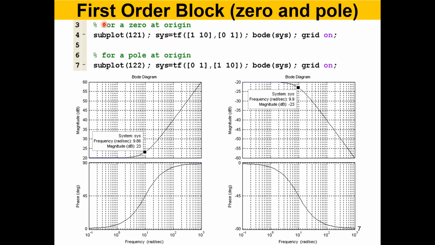The heading is not correct. For a zero at origin, for a pole at origin, these are actually coming from the labels that were there. Now we are not talking about a zero at origin or a pole at origin. This is a first order block. So this green text, don't worry about that. That's not correct. But the line here is correct. Transfer function [1 10] over [0 1]: s plus 10 in the numerator, and the denominator 0, 1 means 1. So this is a zero at minus 10.